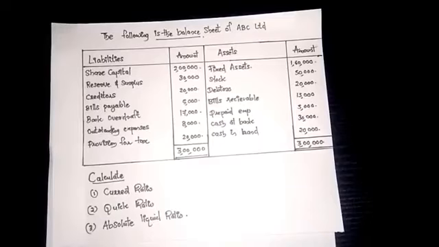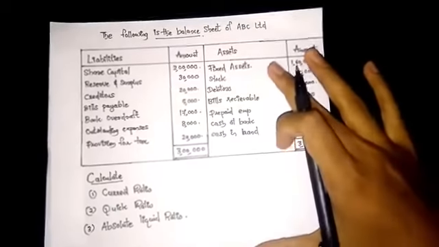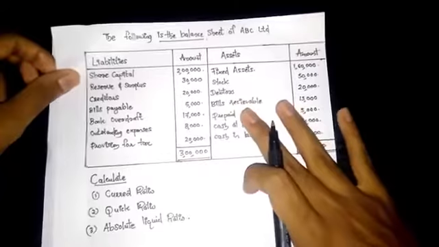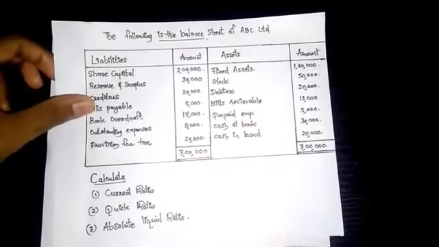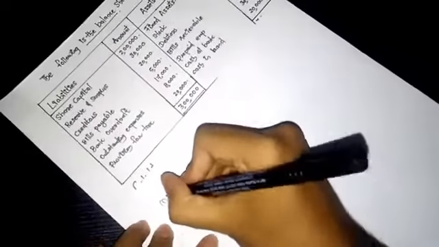Ratio and absolute liquid ratio using a balance sheet. So this is the balance sheet. From this balance sheet, we have to find out the current ratio, quick ratio and absolute liquid ratio. So first I'm going to find out the current ratio.